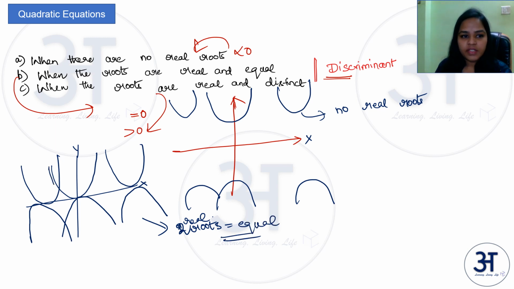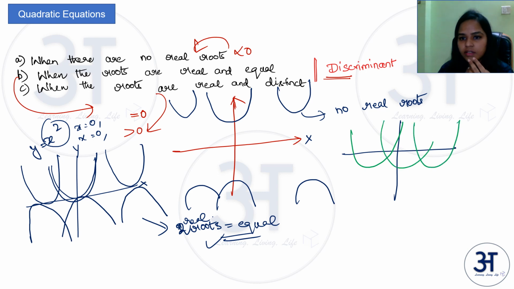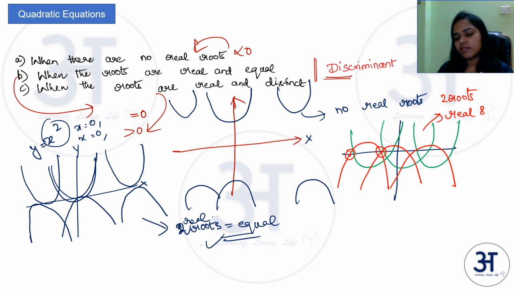So you have seen in this case, say y equal to x square. In that case, x equal to 0 and x equal to 0 are the 2 roots. So this is how you get it. Then if your parabola is either like this or like this or like this, or it can be reverse also, let me change the color. It can either be like this or like this or like this, which is cutting the x-axis at 2 points. Then it has 2 roots which are real and distinct.